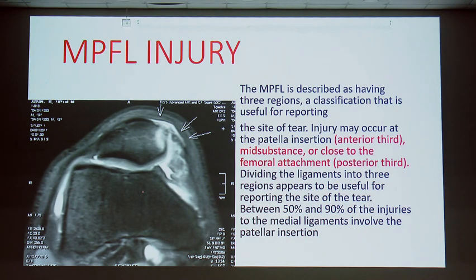And coming to MPFL injuries. MPFL injury is very much essential and very much useful, and we have to report where it is injured. It is the medial patellofemoral ligament. Normally it will be like this. We have to mention whether it is full thickness along the patellar attachment site, or mid substance, or along the femoral attachment site, or the entire thing has gone.